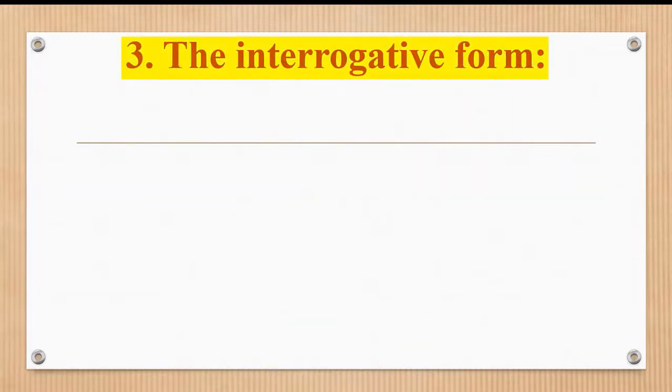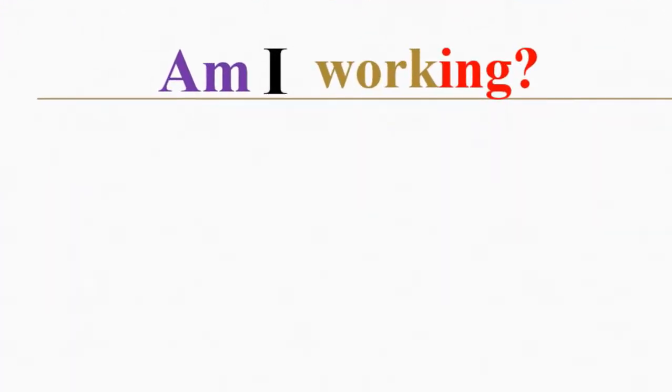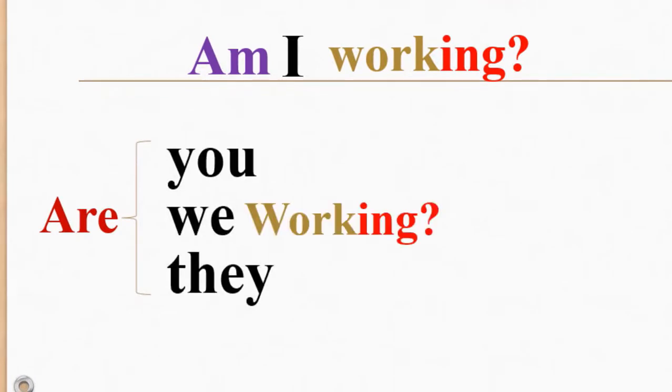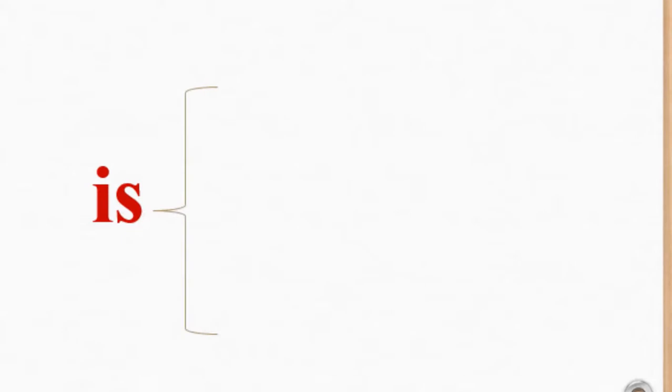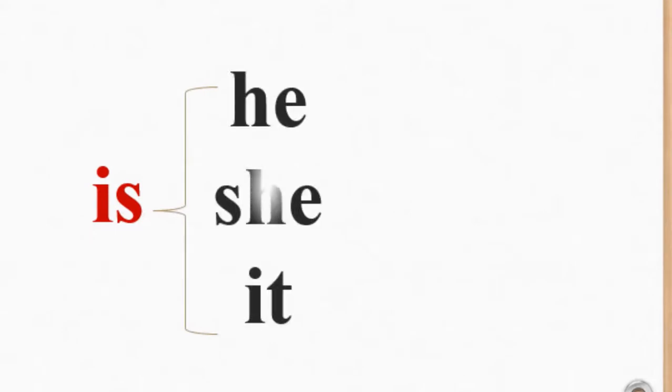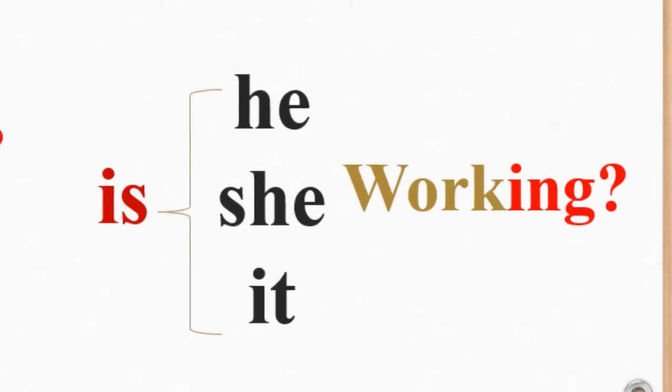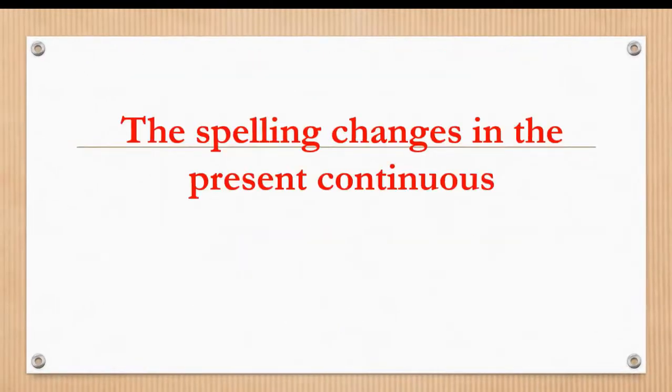The interrogative form. Am I working? Are you, or are we, or are they working? Is he, is she, is it working? The spelling changes in the present continuous.